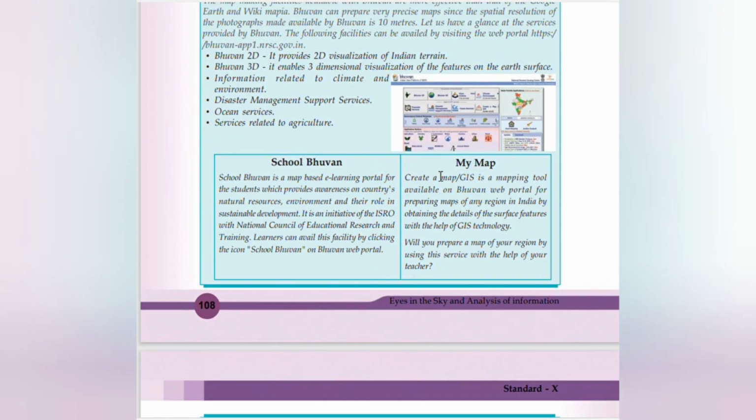My Map. Create a map. This is a mapping tool available at the Bhuvan web portal for preparing maps of any region in India by obtaining the details of the surface features with the help of GIS technology.